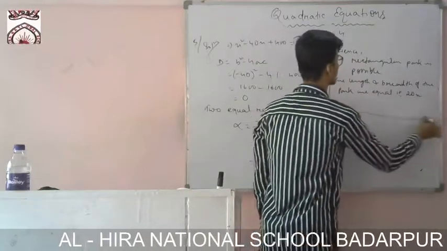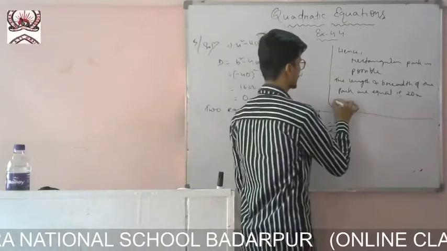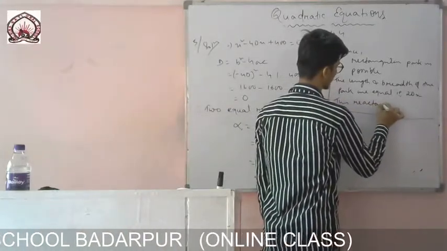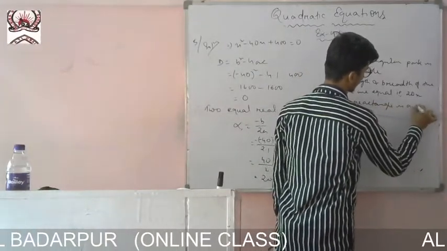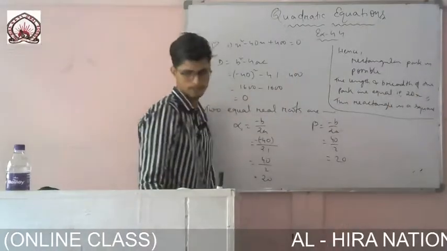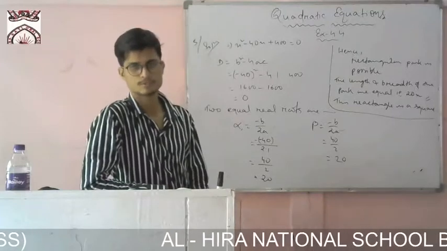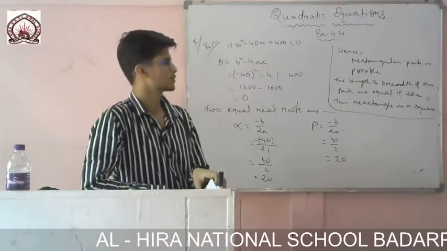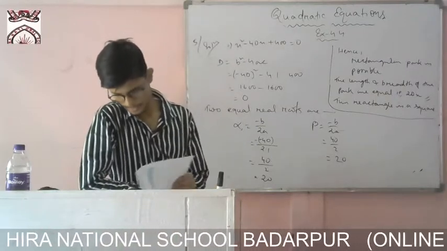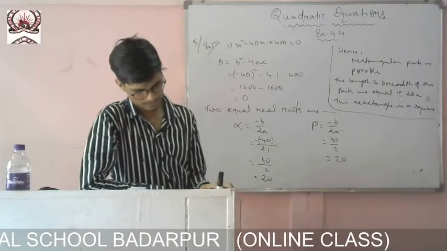So if the length and breadth are equal, that means it is a square. It is not said, but you can write that actually this rectangle is a square. This much is okay. If you want, you can write one more extra line, and if you don't want, it's up to you. The length and breadth of the park are equal, that is 20 meter.